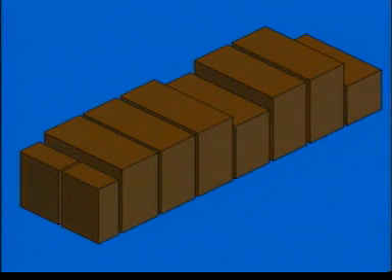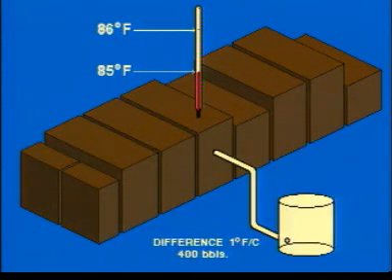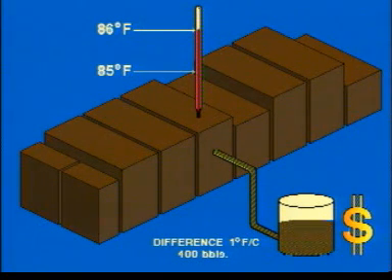The volume of oil in the tanks changes with the temperature. The volume increases with higher temperatures. To be able to calculate the weight of the cargo, you must find the correct temperature of the oil. A difference of 1 degree temperature is about 400 barrels in our vessel. The difference in a ULCC can amount to 1,000 barrels. That's a lot of money.